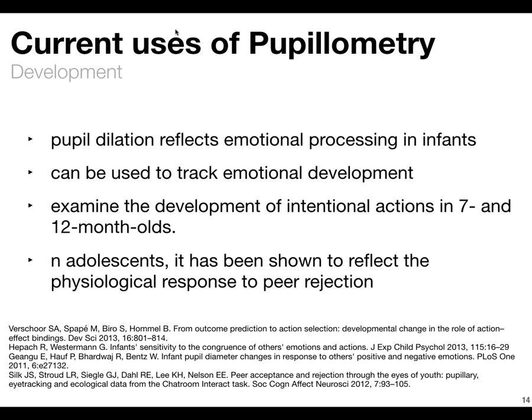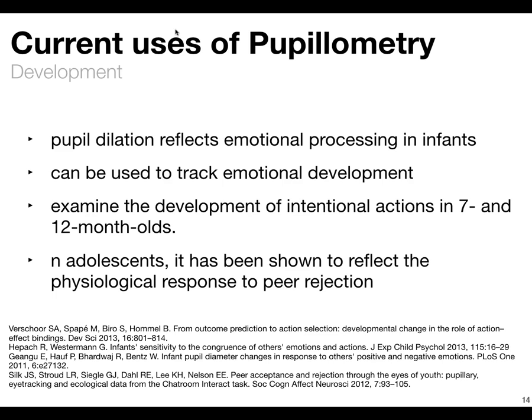Again, some have looked at this in terms of intentional actions between 7 and 12 months. At 7 months, infants don't show this pupillary response when doing a specific action, but by the time you get to 12 months, they actually show that response. Again, this allows you to get some measure of how things like emotion detection and theory of mind are developing in very young infants, where we can't get very objective measures of what they're actually thinking.